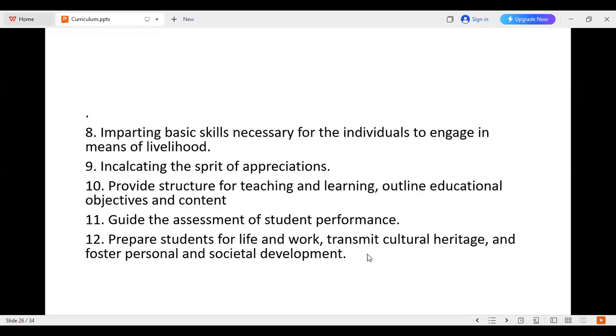Then number 11, guide the assessment of student performance. Now, traditionally we have a standardized assessment method, testing method. 3 hours per paper. Paper is prepared for 100 marks. For a long period, we have been following that standardized exam method. But now, many countries consider alternative testing methods. Paper-pencil exams, they confirm that is outdated.